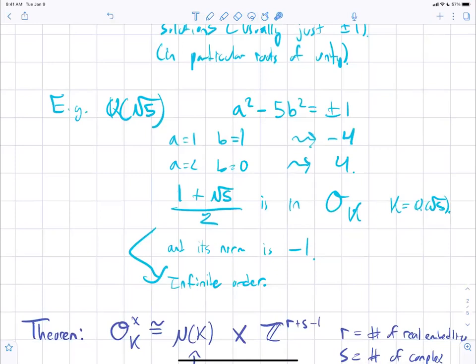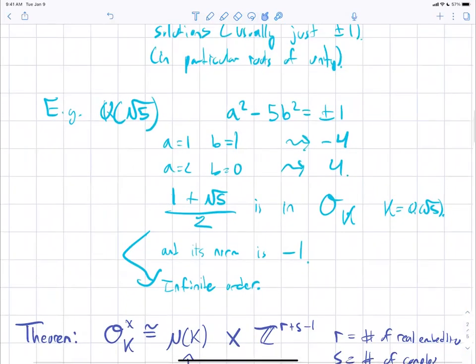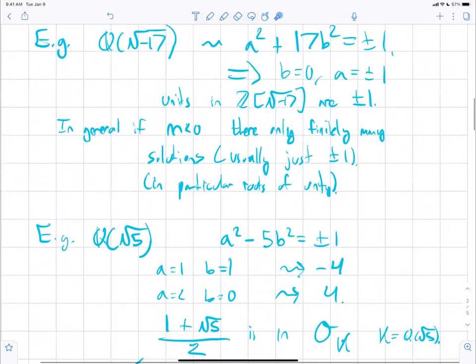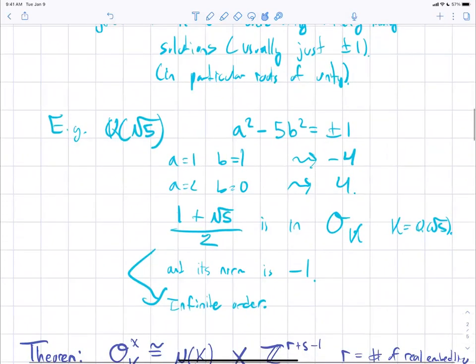If you kept on doing this, you got enough things whose norm was 4, that eventually they're going to have to differ by a unit. We took the quotient of these first two and they did differ by a unit, and that gave us our unit. Good, so that's what we want to do.